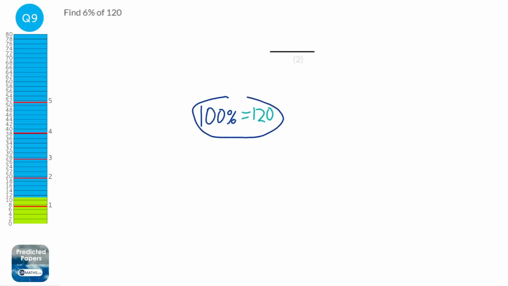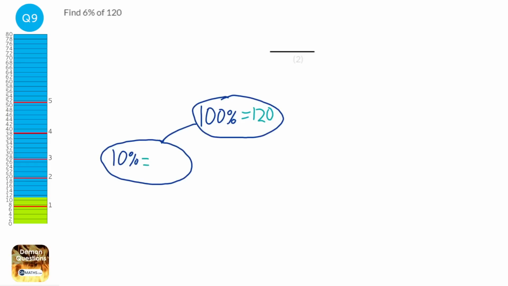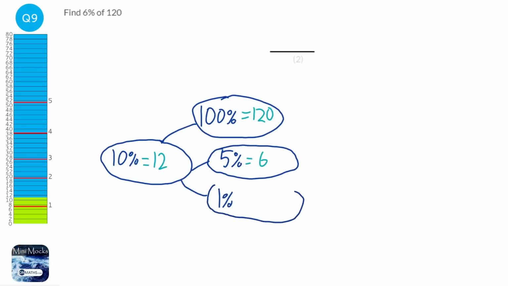And we're trying to get to 6%. So we always start off by working out 10%. It's always normally useful. And we just divide that 120 by 10, so we get 12. And we try to get 6%, so it'd be nice if I knew 5%. And 5% is nice and easy because we just halve that 10%. So that'd be 6. And if we got the 1% as well, we can get to the 6%.